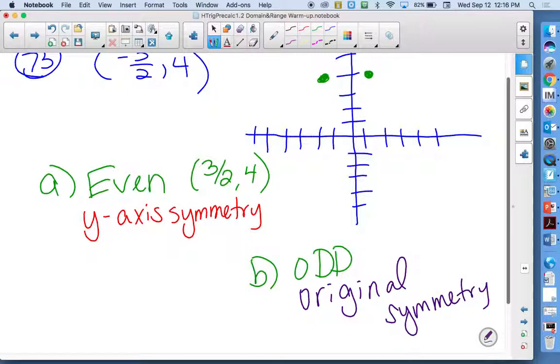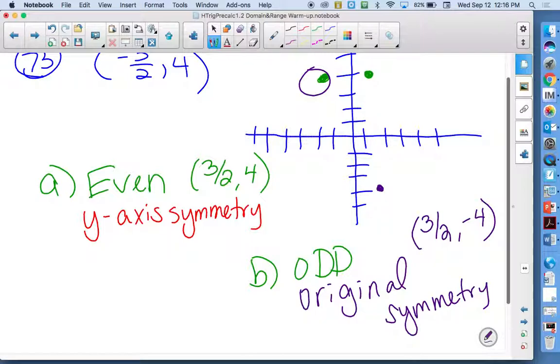What's that point going to look like if it starts here and it reflects over the origin? 3/2, -4. Right, so the x value switches and the y value switches, and it becomes +3/2 and -4. So origin symmetry, it should reflect over the origin.